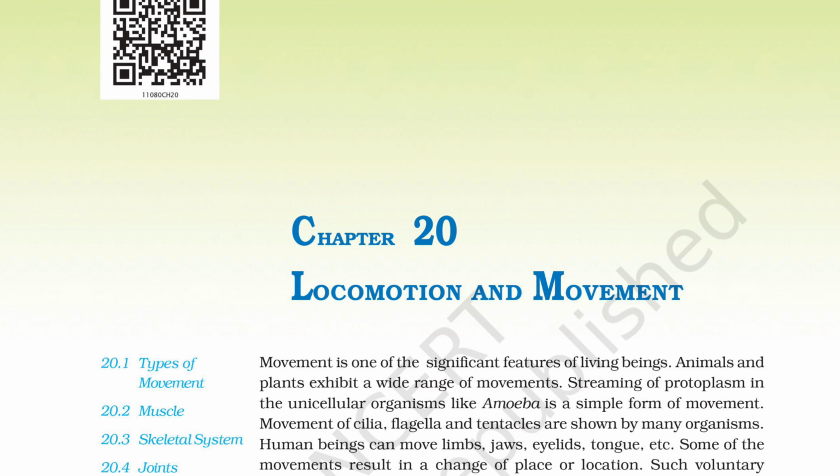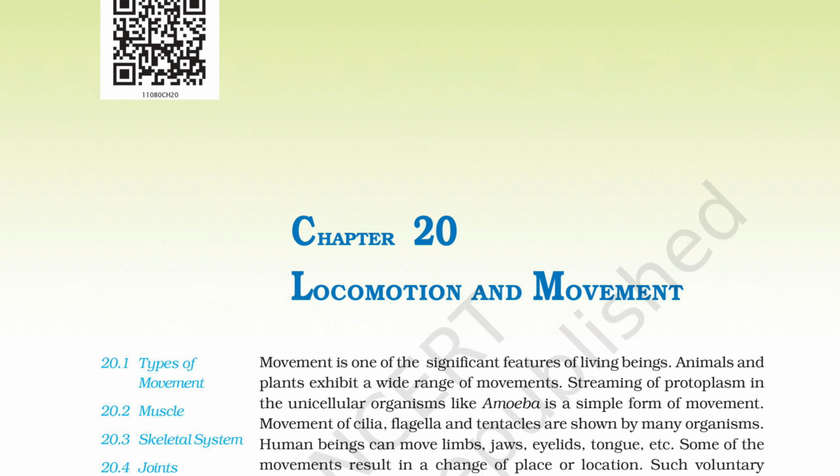Chapter 20. Locomotion and Movement. Movement is one of the significant features of living beings. Animals and plants exhibit a wide range of movements. Streaming of protoplasm in the unicellular organisms like amoeba is a simple form of movement. Movement of cilia, flagella and tentacles are shown by many organisms.